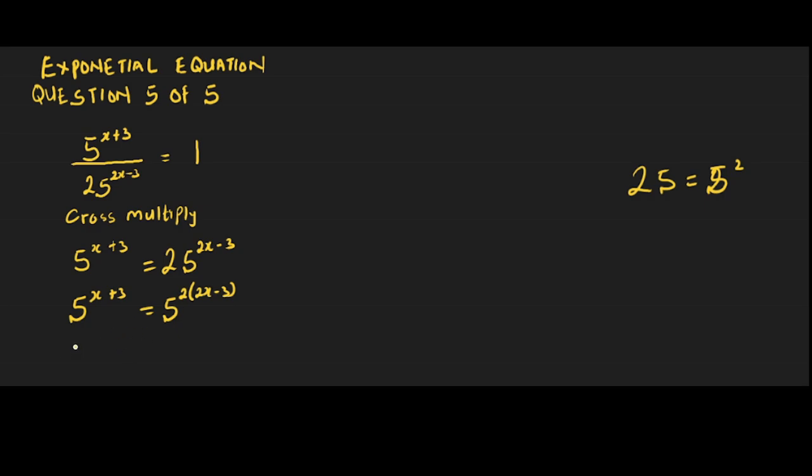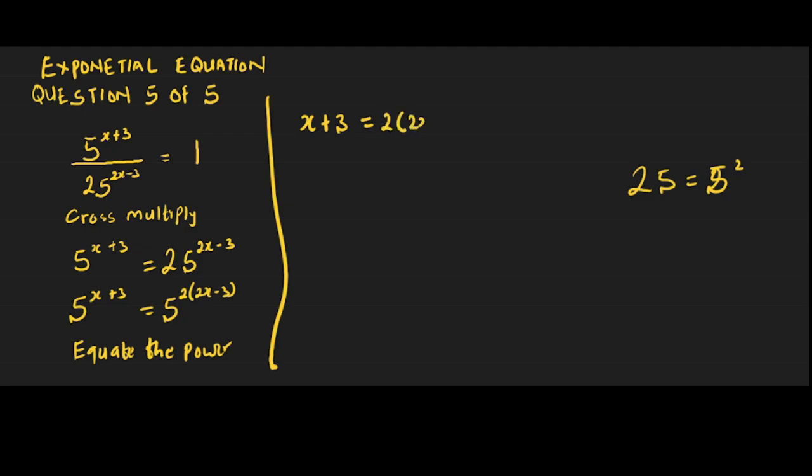So now since the bases are equal, we are going to equate the power. So when we equate the power, we have x plus 3 is equal to 2 open bracket 2x minus 3. We have x plus 3. By the time we remove the bracket, 2 times 2x is going to give us 4x. 2 times minus 3 is going to give us minus 6.